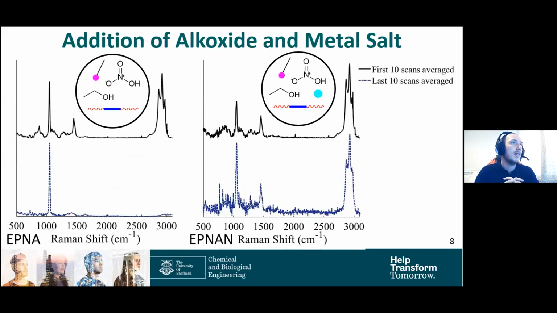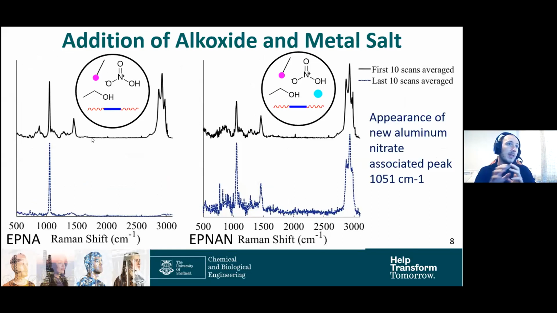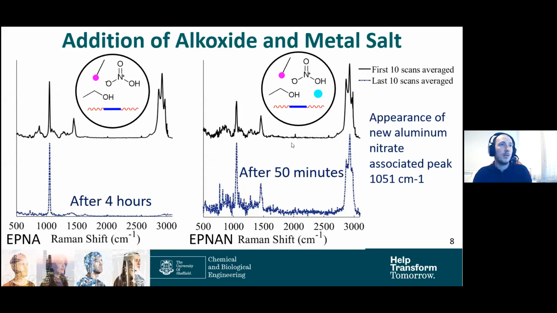Next, we'll have a look at the addition of the aluminium isopropoxide and then the full precursor solution. So this is without the nickel nitrate, and this is with the nickel nitrate. We can see there's the appearance of this really big new peak. This before we talked about was the aluminium nitrate associated peak. And similarly, the one without the nickel nitrate was much more stable, and the trap was held for a long period of time. And the one with the full precursor solution was less stable in the trap and could only be held for 50 minutes or so.